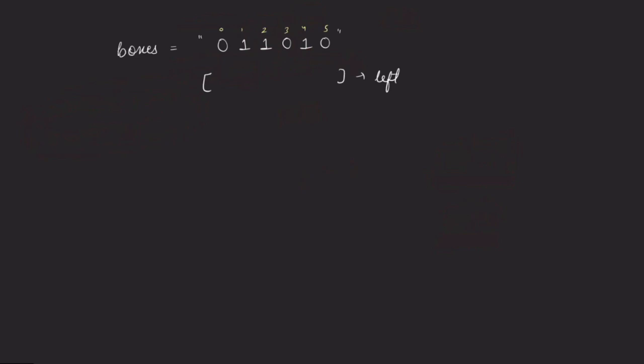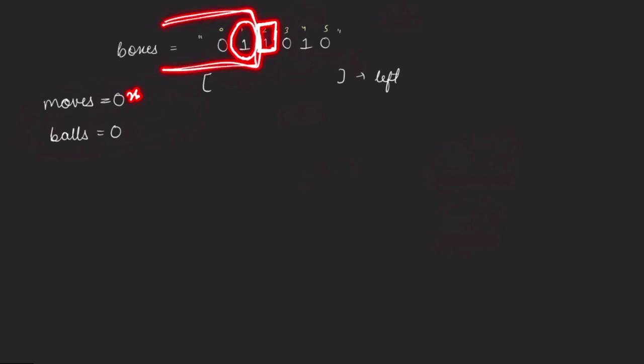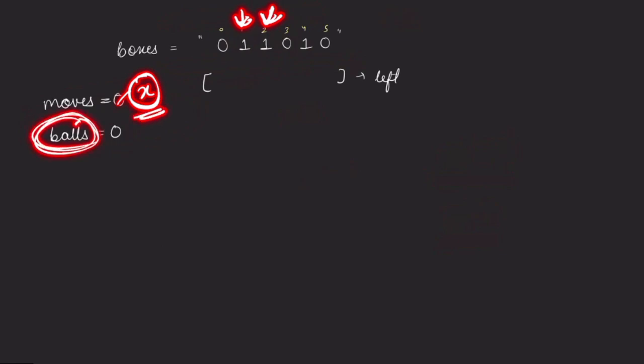So what we will do is take two variables: the number of moves currently, which will be 0 initially, and the number of balls, which will also be 0 initially. Now suppose I am at this particular index, and the number of moves it took for moving all the balls to this index was x. When I come to the next index, the moves of whatever balls are present on the left will be increased by 1. Till this particular index we had x moves, so when we come to this index, it will be x plus the number of balls, because the move for each ball will increase by 1 when we move on to the next index.